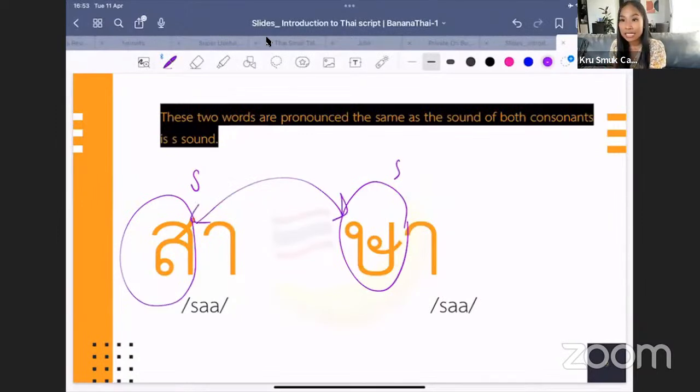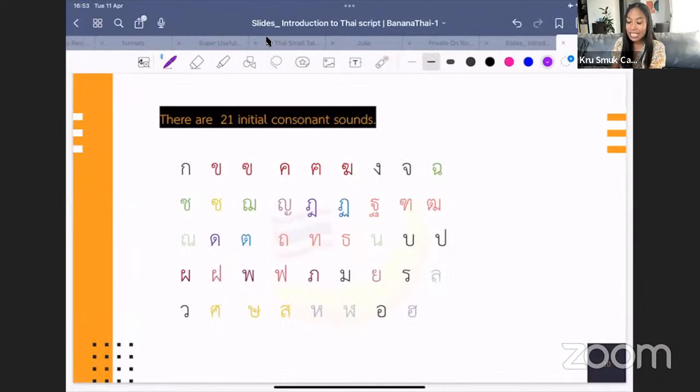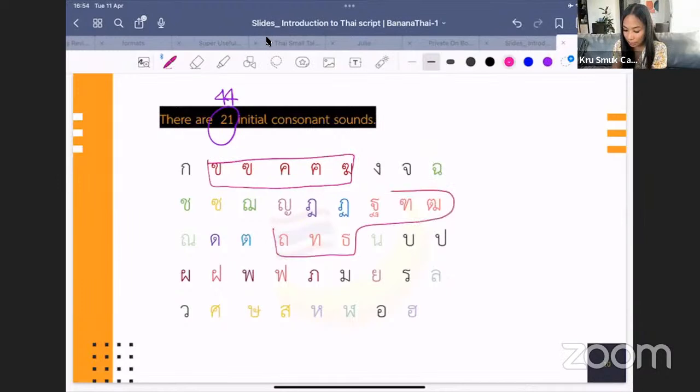There are many words in Thai that sound exactly the same, like homophones, but you write them differently. This is also one of the reasons: many consonants share the same initial sound. As I mentioned, there are 44 Thai consonant letters, but there are only 21 initial consonant sounds. So I grouped them very briefly for you. As you can see, all these share the same initial sound, and all these share the same initial sound.